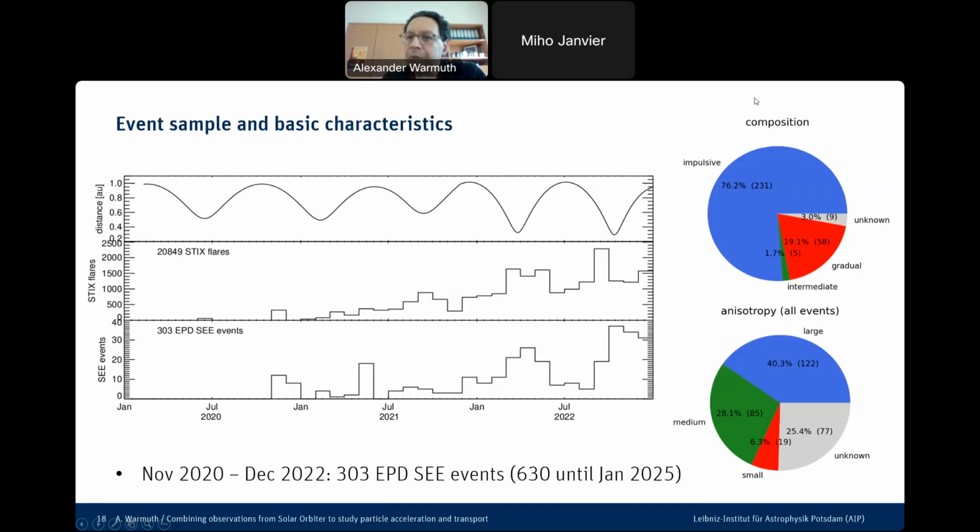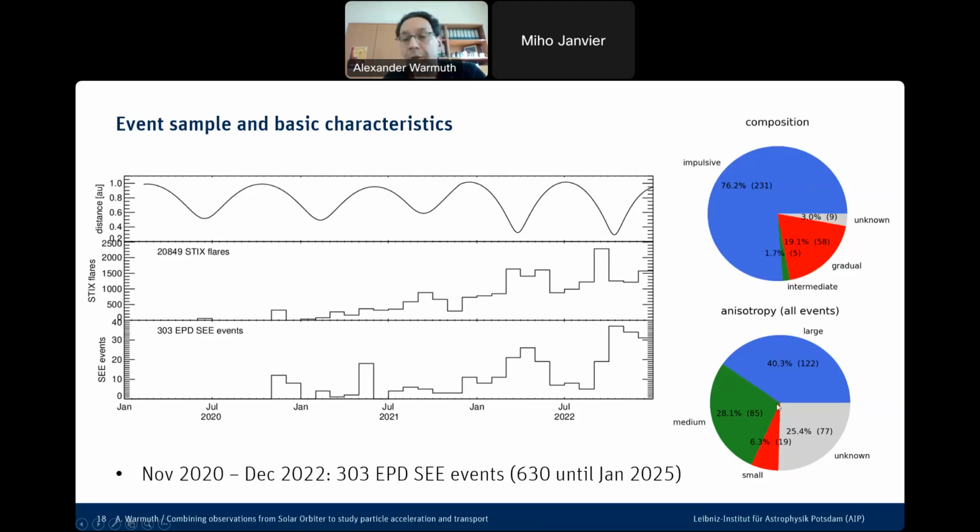Here are some basic statistics. So we've spoken about these impulsive and gradual events in terms of composition. Most of our events are impulsive, 3/4 of them. The rest is gradual. This is the anisotropy distribution.